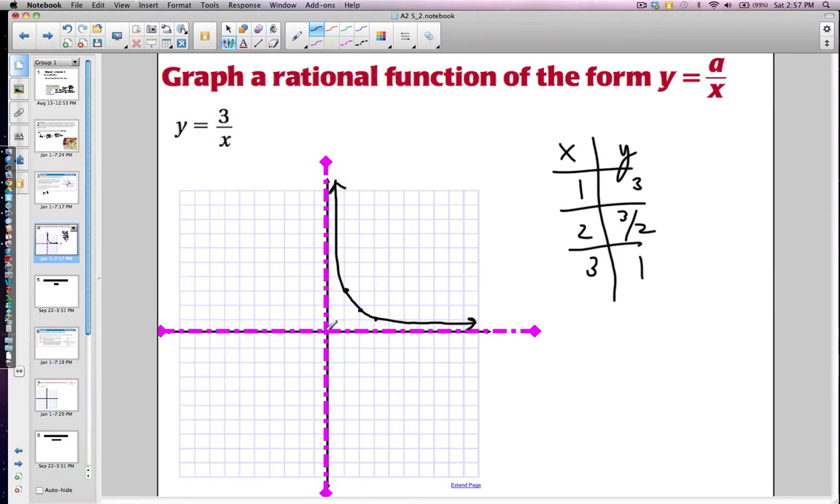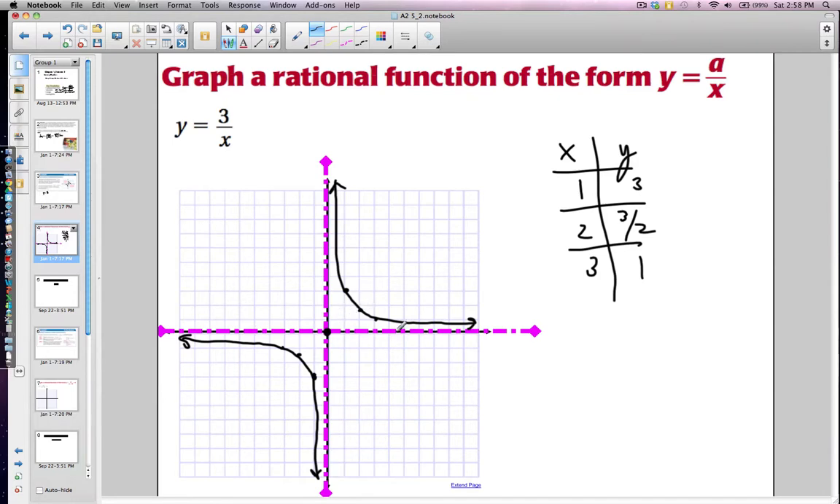Now remember I said it was inversely symmetrical around this point, so I went right 1 and up 3. That means I can go left 1 and down 3, 1, 2, 3. I can go right 2 and up 1.5, left 2 and down 1.5, right 3 and up 1, so I go left 3 and down 1, and these are my 3 points. Again, it comes in along the asymptote, passes through the 3 points, and goes out along the other asymptote.